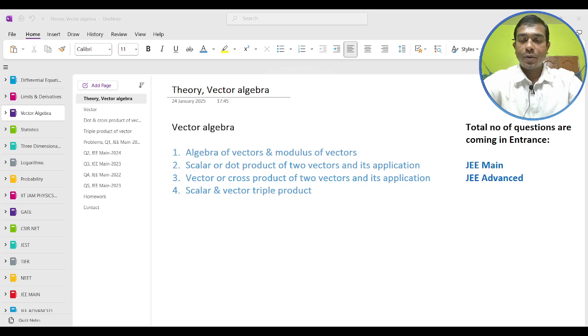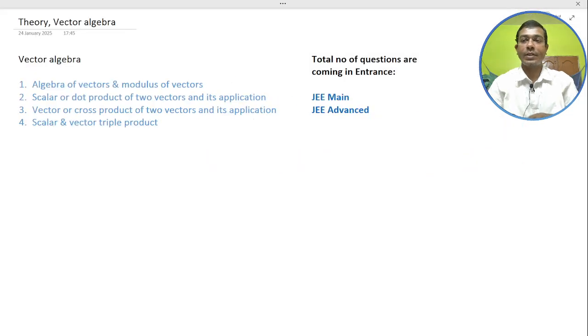So basically in our previous lecture we discussed the conic section from class 11, and in today's class we'll cover the vector algebra from class 12, a very important topic for JEE Main and Advanced Mathematics.